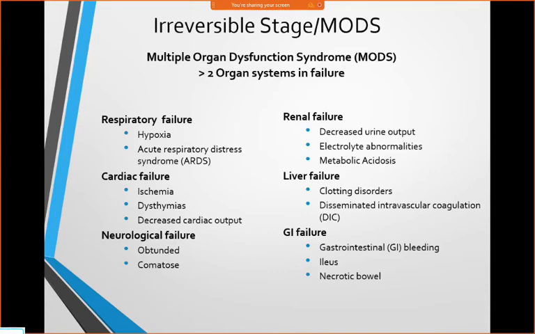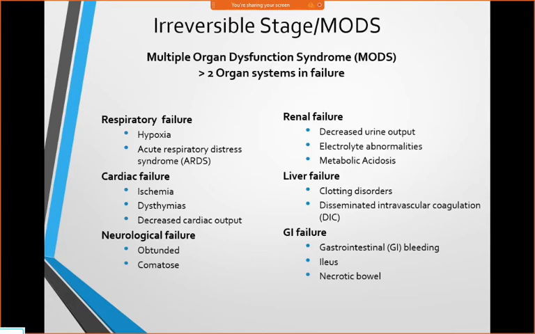Liver failure, we support by giving blood products. Any failing liver, you'll end up with clotting disorders. We adjust rates of medications for liver failure patients. And GI failure patients, there used to be no real intervention for GI patients.